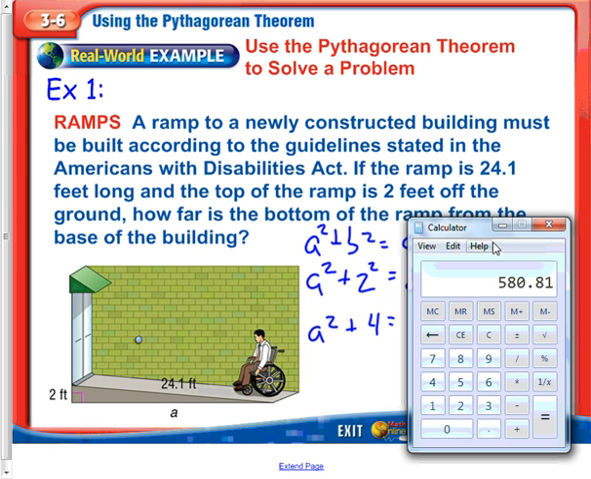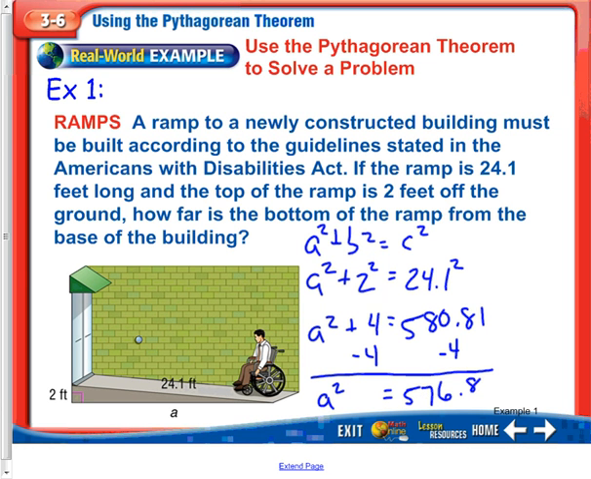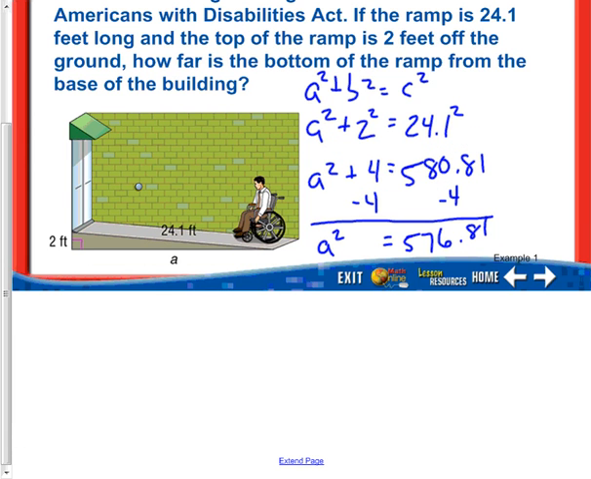So 580.81 is the number that we're working with. So we have 580.81, and then we want to subtract 4 from both sides of our equation. Whatever you do to one side, you have to do the other. So a squared equals 576.81. And then at this point, we're going to want to take the square root of a squared, so that way we can get a by itself.